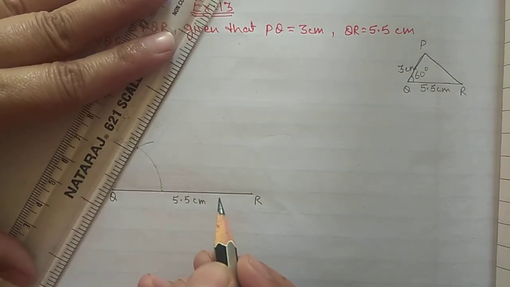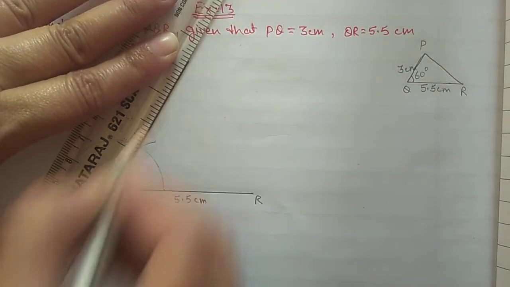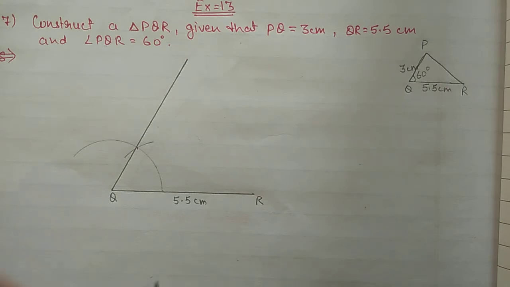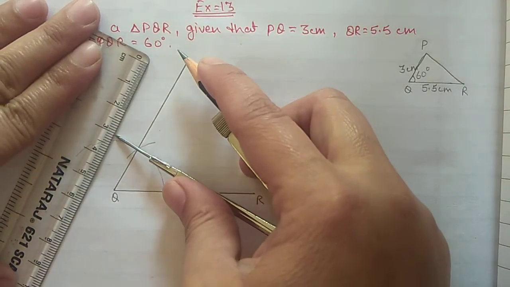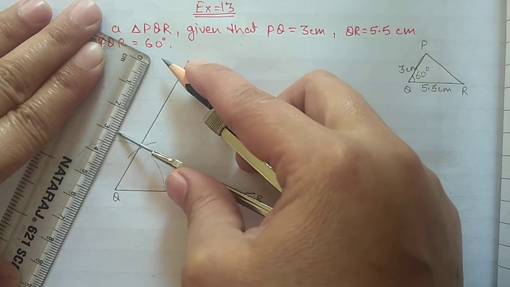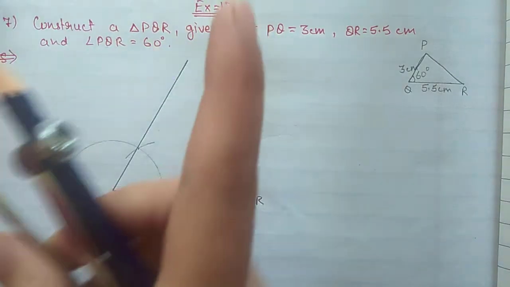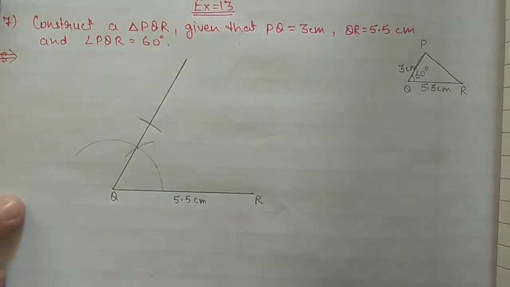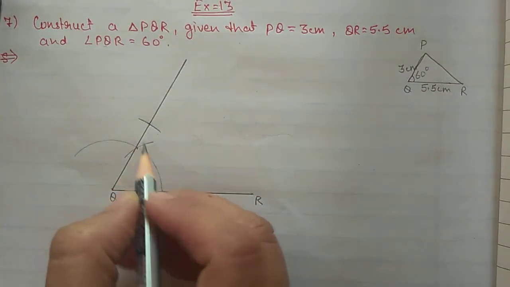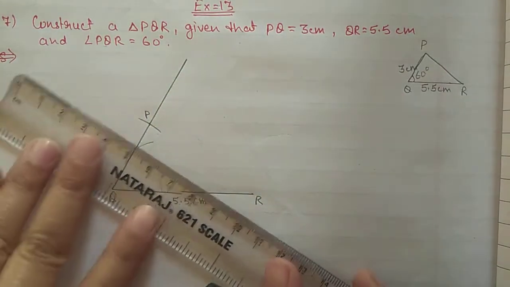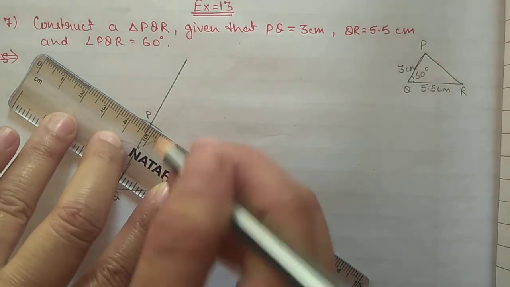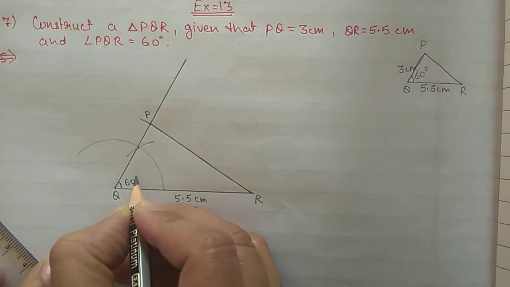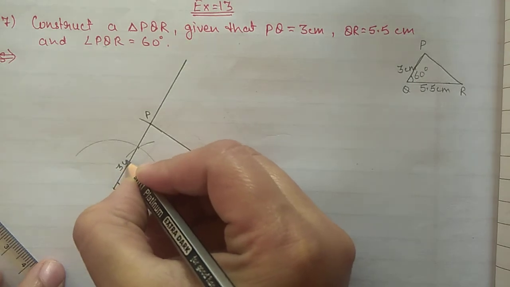So this is a 60 degree angle. Draw a line passing through this point, and then this PQ is 3 centimeters. It means we have to take a 3 centimeter distance in our compass, and then from Q put an arc of 3 centimeters. Wherever this arc cuts, that is point P, and we join it to R. Right, measurement: this angle was 60 degrees, this PQ was 3 centimeters.